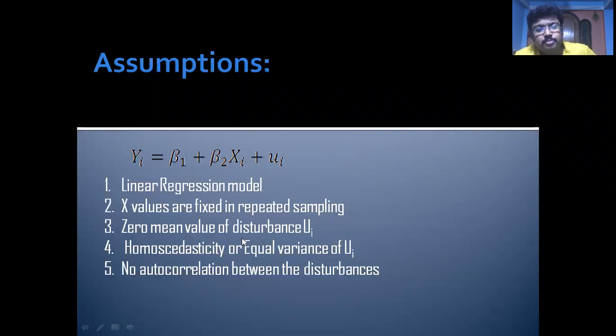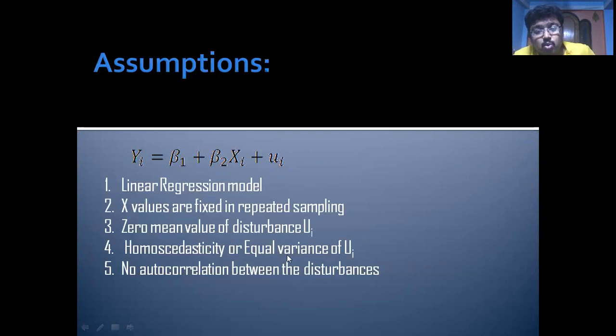The third assumption is the zero mean value of the disturbance term ui. That is, the conditional mean, the expectation of ui, is equal to zero. Zero mean, expectation of ui is equal to zero.